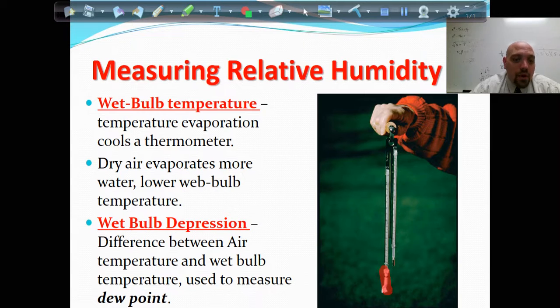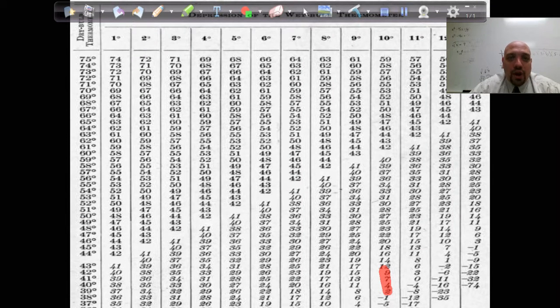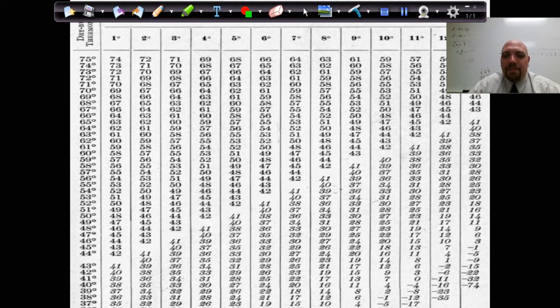And that goes along with an actual chart. Again, I'm not going to spend too much time going over this because we'll practice this in class with some labs that we do, but I want you to see this and be aware of it.